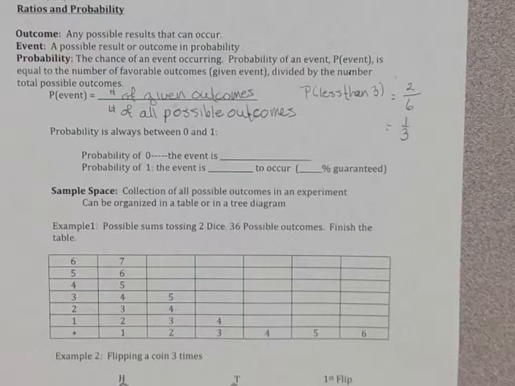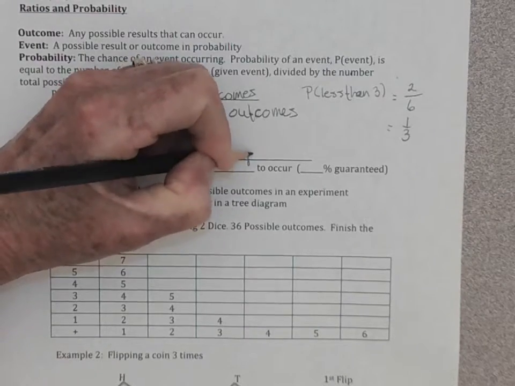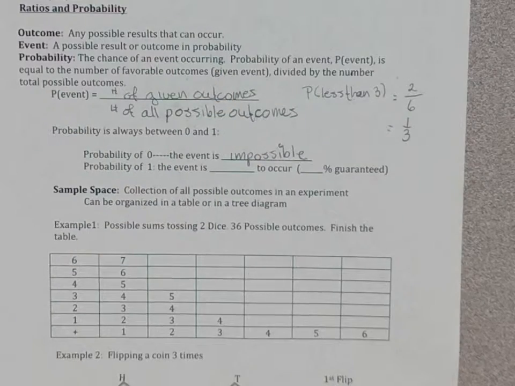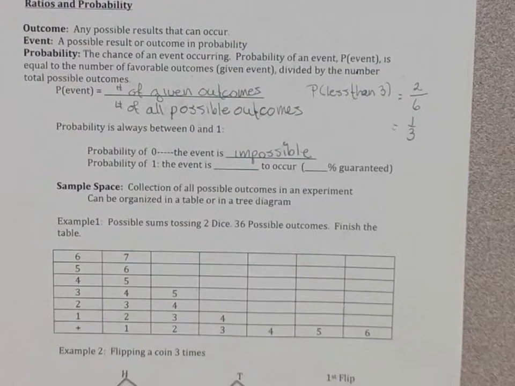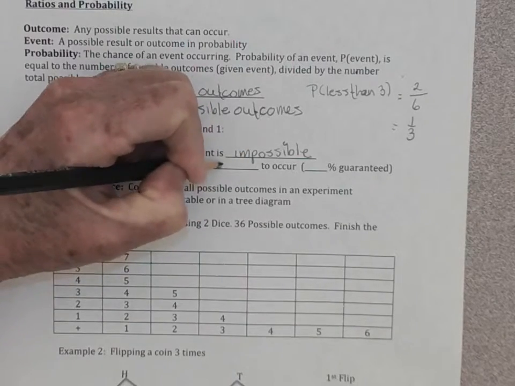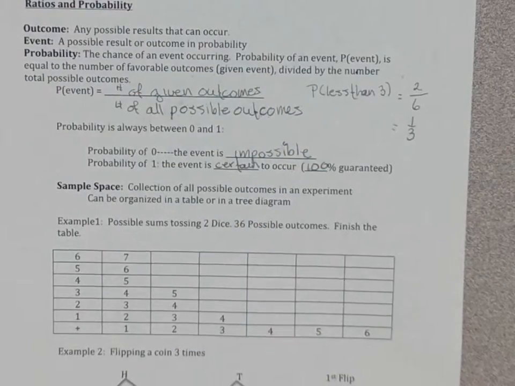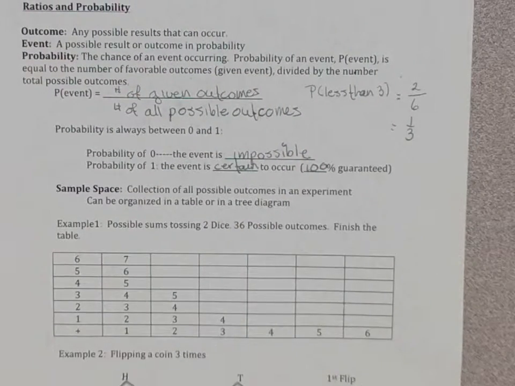Probability is always between 0 and 1. A probability of 0 means the event is impossible. It is not going to happen. The probability of Mrs. Berryman slam dunking a basketball on a 10-foot basketball hoop is 0. Okay? A probability of 1 means the event is certain to happen. So it's 100% guaranteed. If we say, what's the probability of getting a number 1 through 6 on a six-sided dice? Well, that's guaranteed to happen because the numbers are 1, 2, 3, 4, 5, 6.